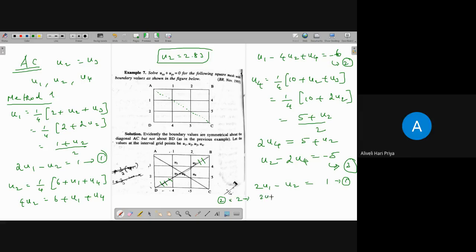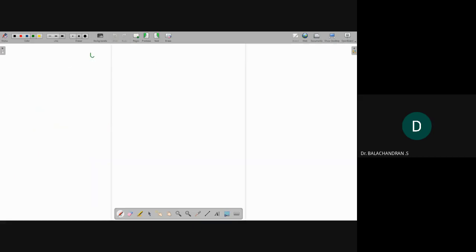Sir, U2 equal to 3. Yeah. So you can easily verify. You try and you can get it. So I will write the final answer on the next page. If you say U2 equal to 3, what about the remaining values? U1 equal to 2, okay. U4 equal to 4. Yes, so these are the values in the book. So please verify. Okay, so now method 2.